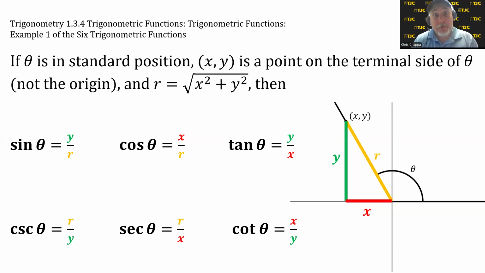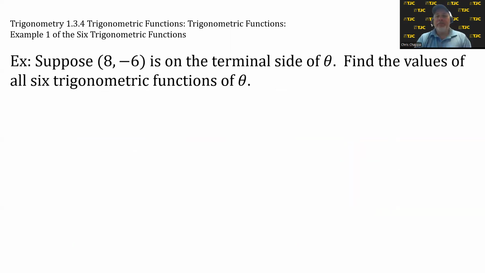You need to have these memorized. I will say that all the time. Let's take a look at an example. Suppose the point 8 comma negative 6 is on the terminal side of theta. Find the values of all 6 trigonometric functions of theta.